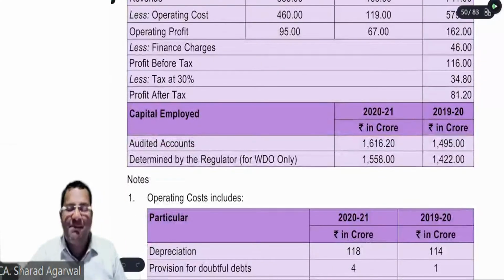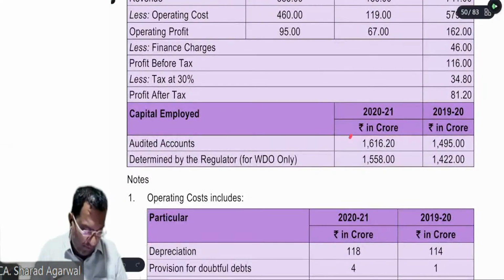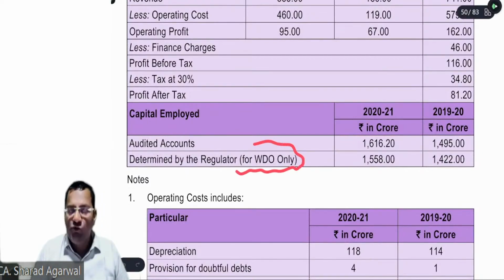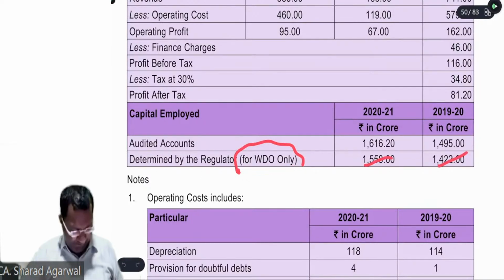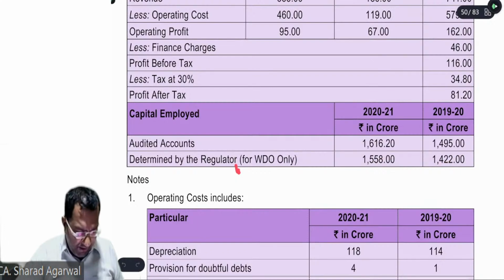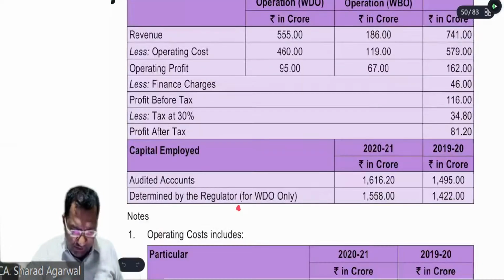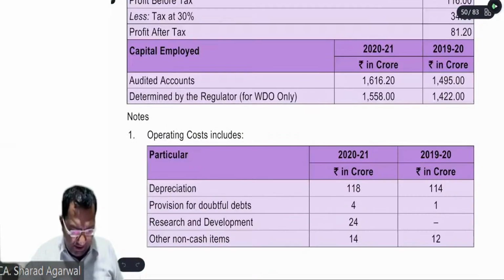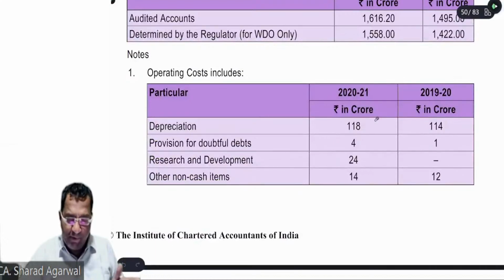के हिसाब से हमारी कैपिटल एम्प्लॉयड कितनी है, and this is very important. जो आपका वाटर डिस्ट्रीब्यूशन ऑपरेशन है उसका जो कैपिटल है that will be determined by the water regulatory body. तो उन्होंने डिटरमाइन किया है कितनी कैपिटल लगेगी. ठीक है. फिर जो ऊपर ऑपरेटिंग कॉस्ट आपको दिया हुआ है ना 162, इसमें क्या क्या शामिल है आपको ये बताया है for previous year as well as for current year also. Okay.